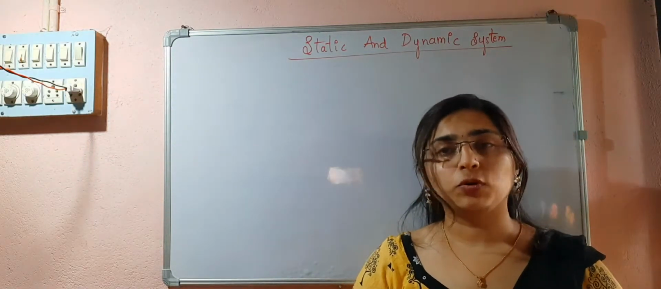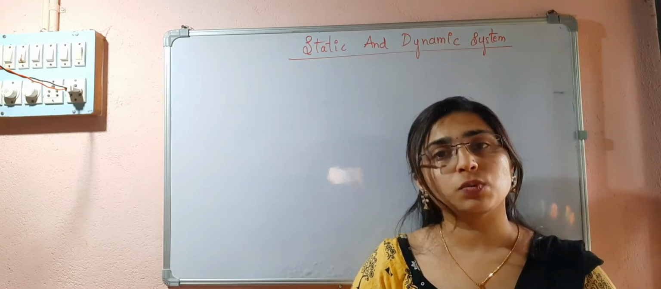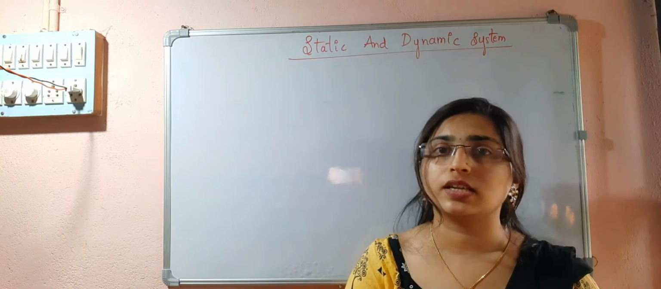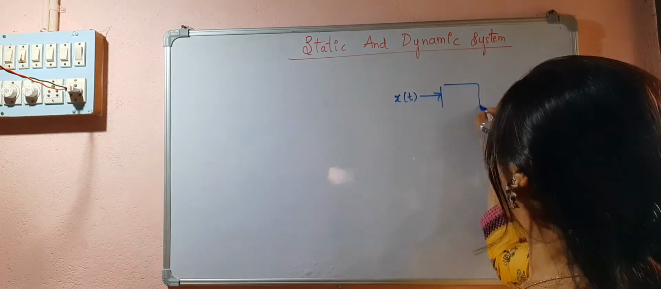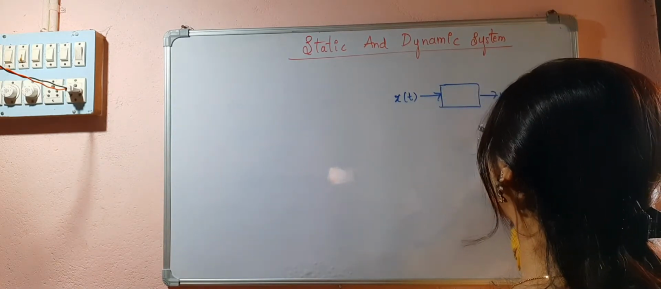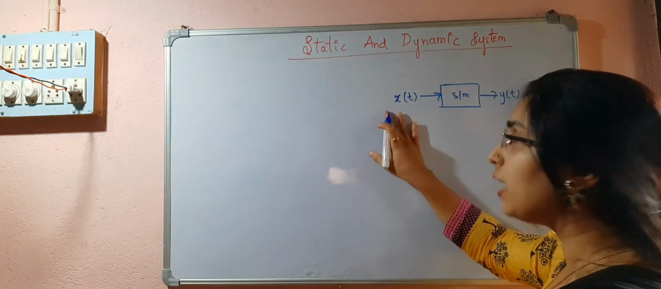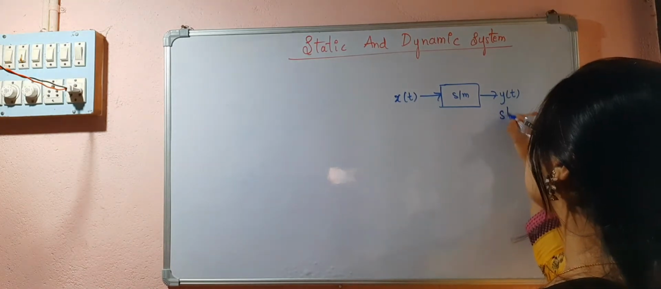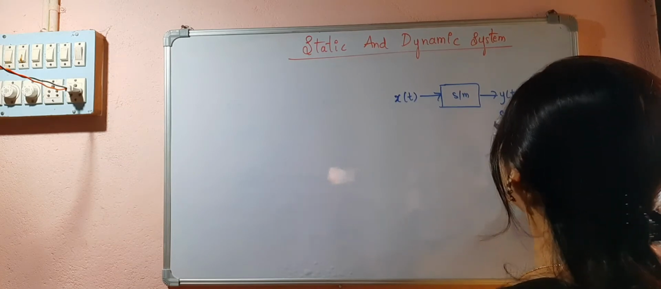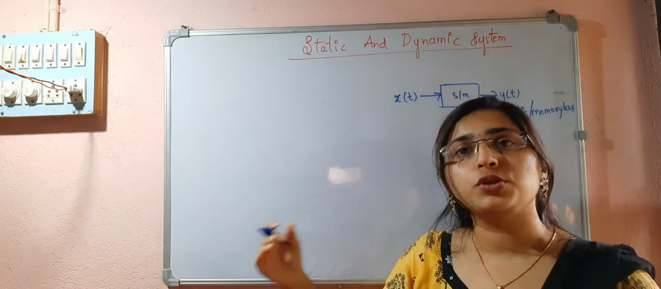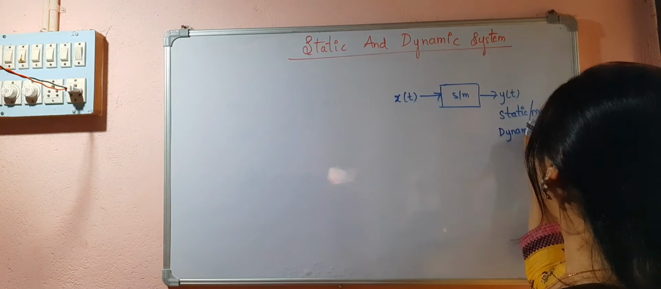In this video, let us study about the static and dynamic systems. Static systems are nothing but the systems with no memory, and dynamic systems are the systems with memory. That means if I give a signal x of t to a system, it produces output signal y of t. If it depends only on the present values of the input, then we can say that it is a static system or memoryless system. But if it depends upon the past values of the input or the future values of the input, then it becomes a dynamic system or the system with memory.